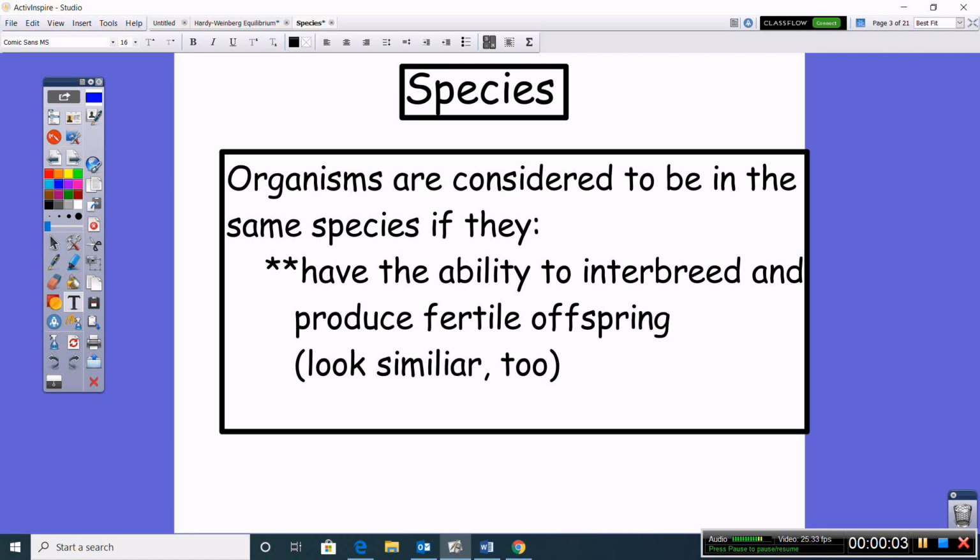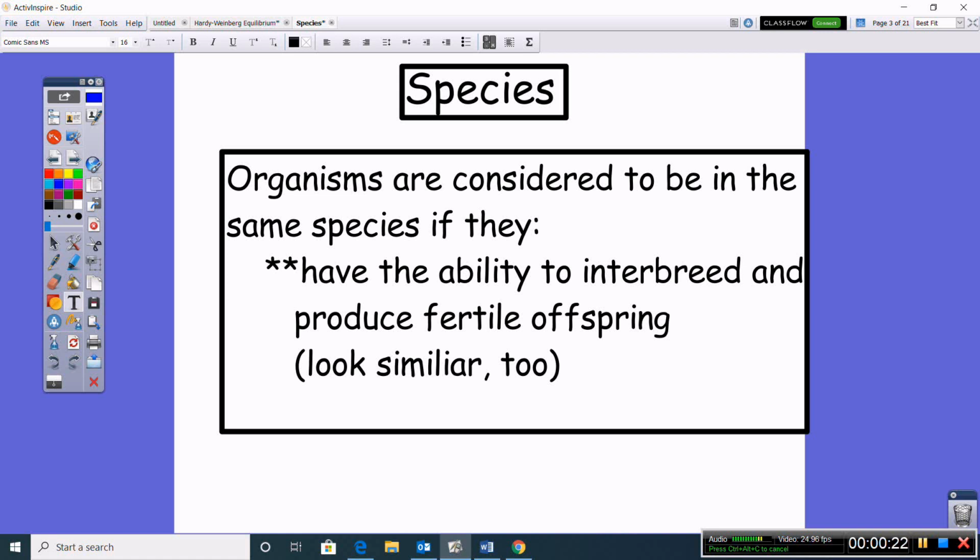Today we are talking about species and what defines a species and how we keep species distinct and separate instead of having two closely related species mate together to produce something new.